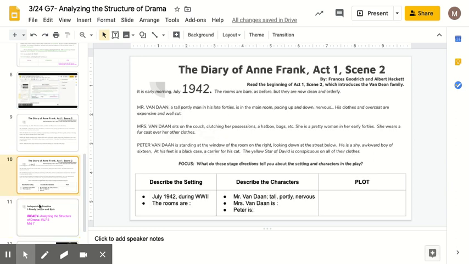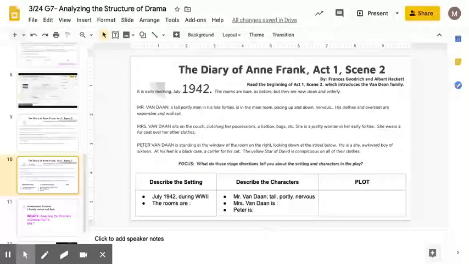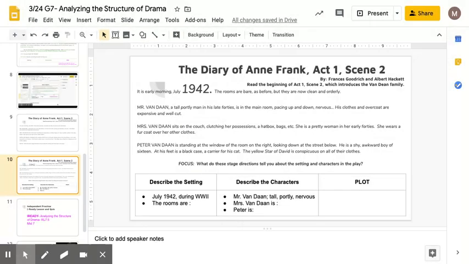Okay, so now that you have read Act 1, Scene 2 of the play, we have the same sort of graphic organizer, right? Oh, my flashlight's not working. We have the setting, the characters, and what that reveals about the plot, right? Now, some of these are empty because you need to do some of the work yourself, right? I can't do it all for you.